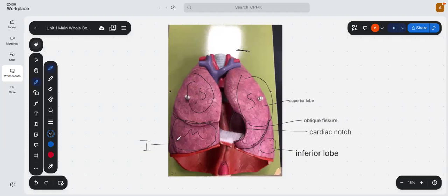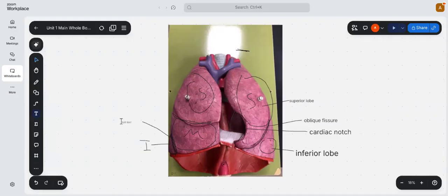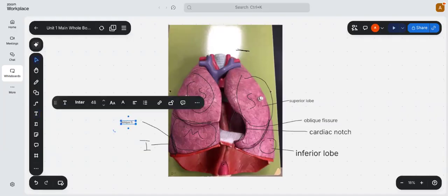And it also has the oblique fissure, just like on the left side. Your oblique fissure would be over here, separating the middle and the inferior lobe. So again, oblique fissure.